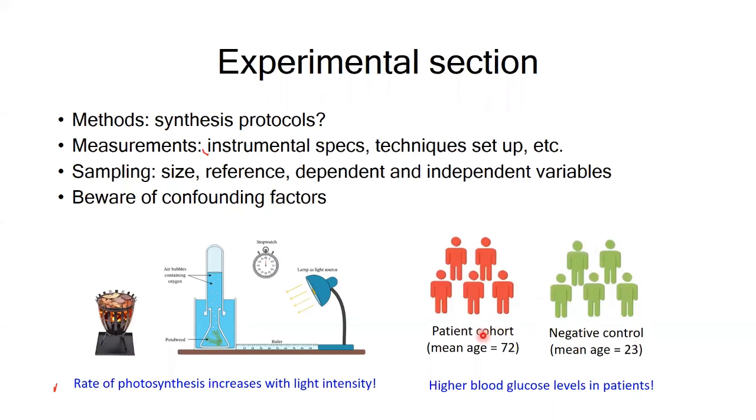Then the other example is where you are doing, say, medical research. You want to know the levels of blood glucose in two types of populations. You have the patient cohort, and then you have your negative control. But when you look at the average age here, for the patient group, you have 72. For the negative controls, you have 23. Okay? So there's a huge difference in terms of age. So the findings here are going to be influenced by this age difference. And your results are not going to be legitimate if you don't describe why you picked a population with this age and negative controls.